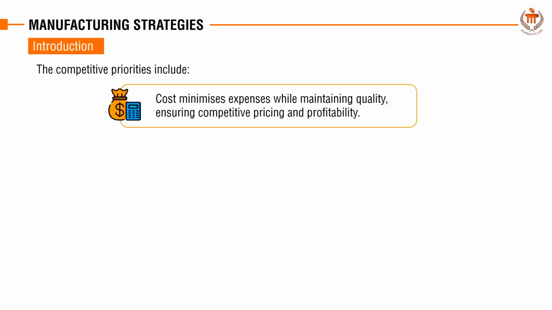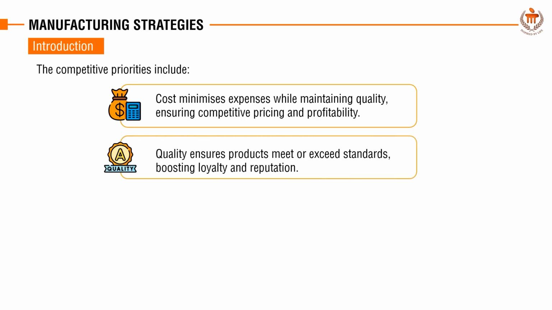These priorities typically include cost, quality, time, and flexibility, each contributing to the overall effectiveness of the organization. Cost focuses on minimizing expenses while maintaining acceptable quality levels, enabling companies to offer competitive pricing and improve profitability. Quality emphasizes delivering products that meet or exceed customer standards, fostering loyalty and brand reputation.